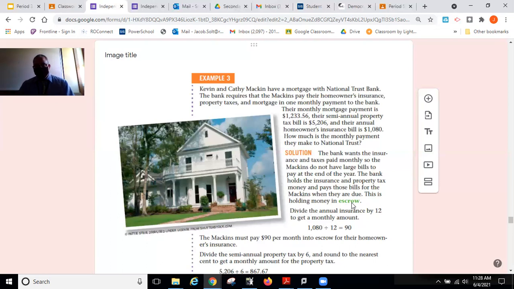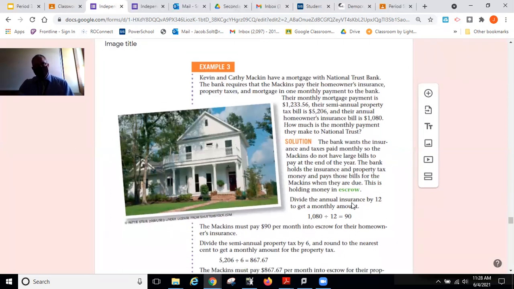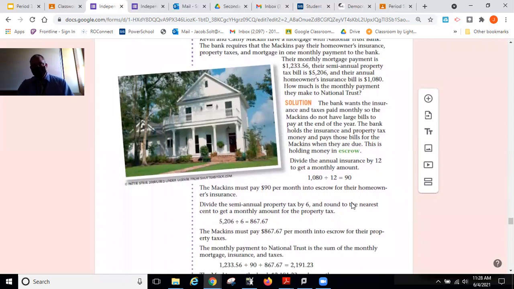Yeah, I think that's all we want to say about that. This escrow, it's holding money in trust. Usually a bank or a lawyer will hold money in escrow. Divide the annual insurance by 12 to get the monthly amount.